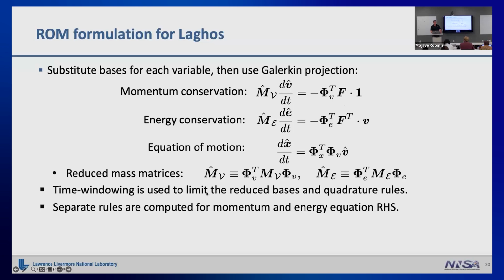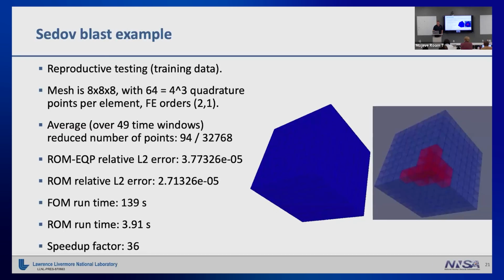Okay. Of course, this is a convection-dominated problem. So if you were to do this for the entire simulation where the solution changes across the domain, you would end up with a large number of quadrature points still. So to further limit the size of the basis and the rules, we're doing this on small time windows that partition the time domain.